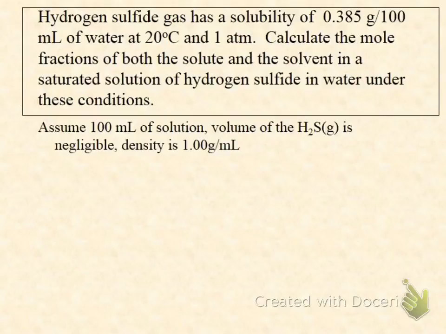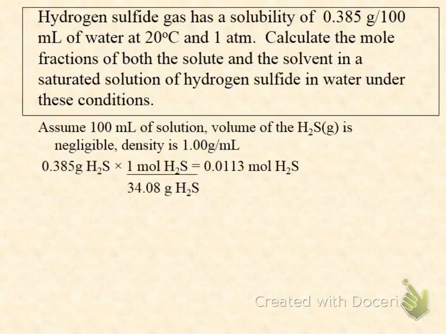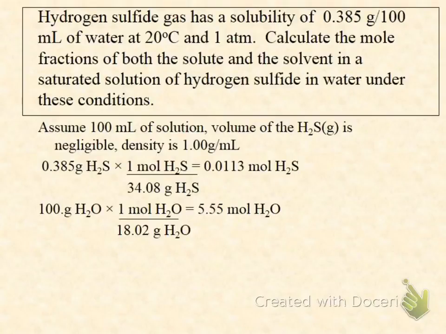So that means we have 100 grams of water, okay? And we have 0.385 grams of hydrogen sulfide gas. So we're going to divide by the molar mass of hydrogen sulfide, and we get 0.0113. Then we are going to take that 100 grams and divide by the molar mass of water, which is 18.02, and we get 5.55 moles of water.